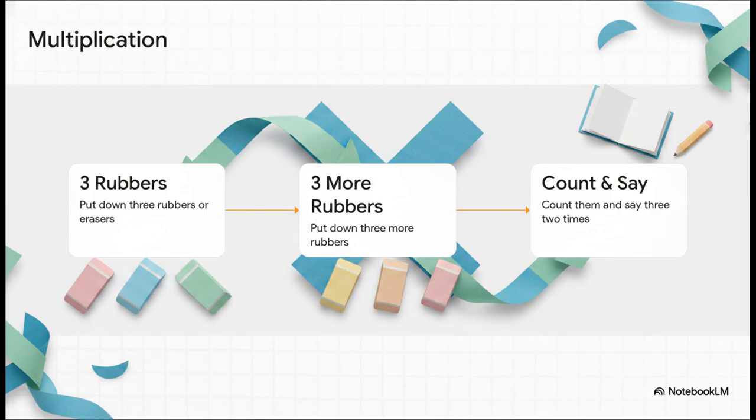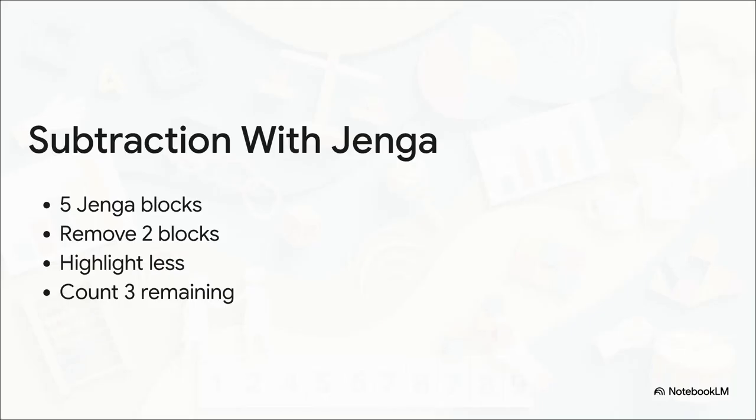Only after they physically see with their own eyes that 3 4 times is 12 do you pull out the notebook to write it down. The objects make the math visible. Or let's look at a really dynamic example for subtraction. Grab some Jenga blocks. Stack up a tower of 5 blocks. Then you tell the child 2 less and physically pull 2 blocks off the tower.